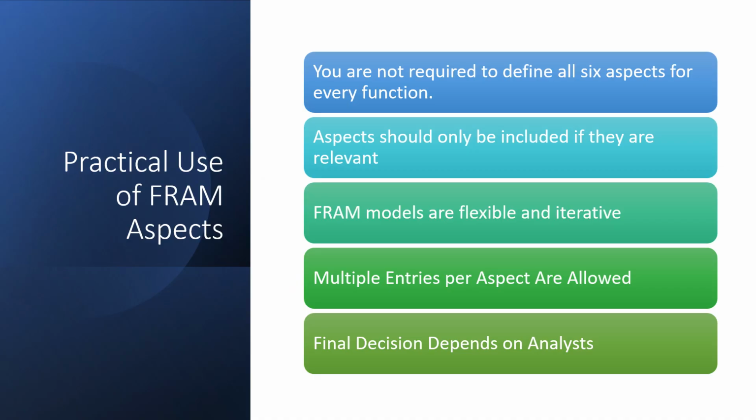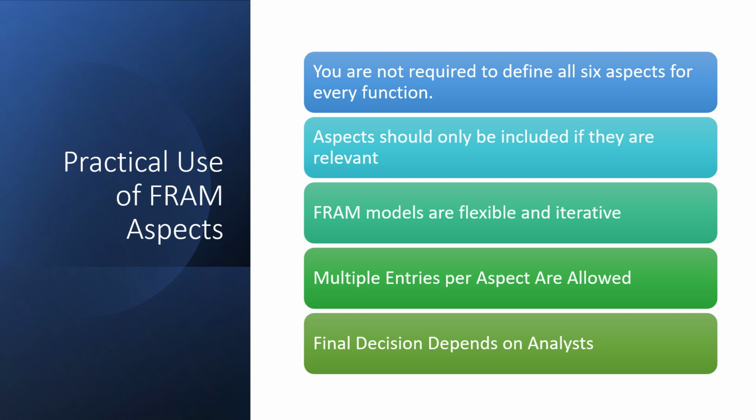You're not required to define all six aspects for every function. Aspects should only be included if they are relevant or useful, or based upon your specific domain knowledge, the context of the text, and your analytical judgment. FRAM models are expected to be flexible and iterative. Aspects can be added or removed at any stage during the analysis. The model should evolve with your and the team's understanding. And multiple entries of aspects are allowed.